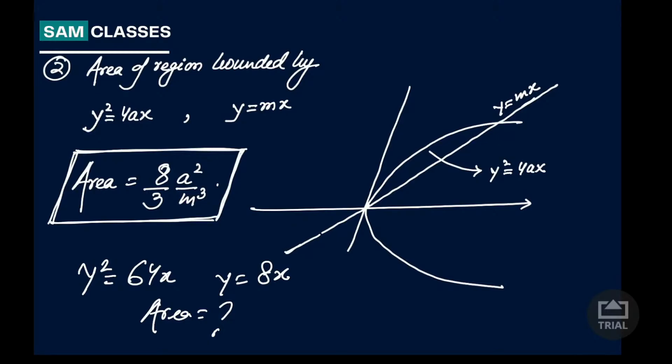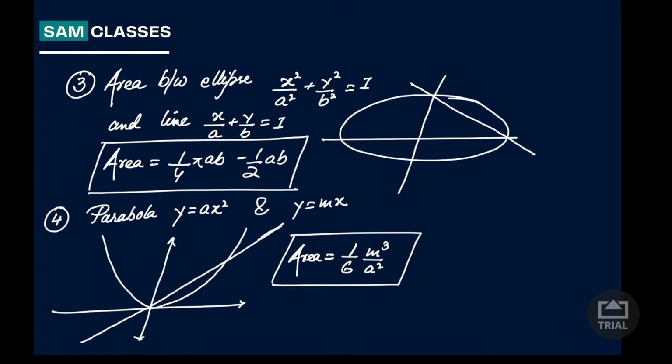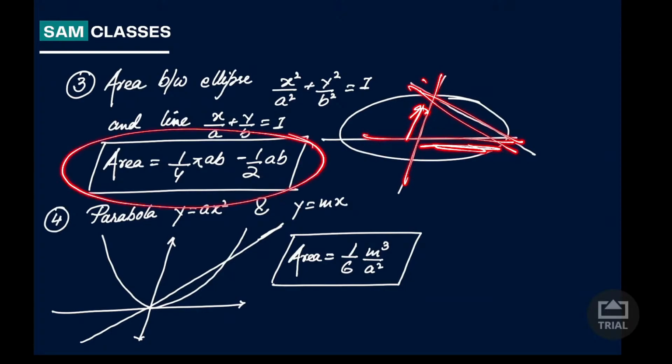Okay, chalo. Let's see the next one. Area between ellipse and a line. Area between ellipse and a line whose intercepts we know. So this is an ellipse and a line, and I know it is cutting the x-axis at this point and the y-axis at this point. So directly for that area, this is the formula. Clear everyone? Do write it down fast.